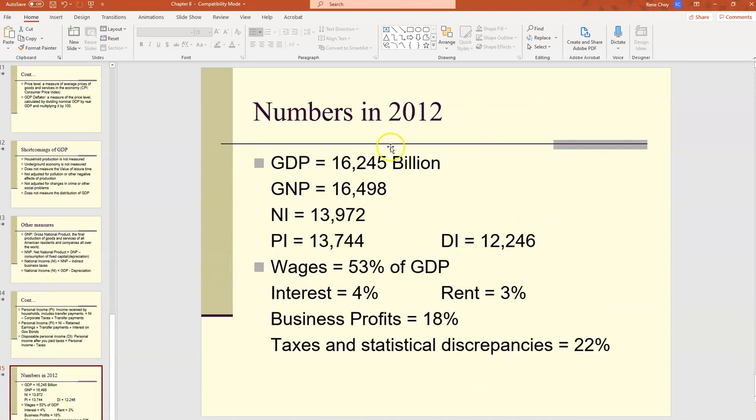These are the numbers for GDP, by the way, a bit of a breakdown for the year 2012. And it's just to give you an idea of all these different metrics like national income, personal income, disposable income, and the percentages of wages, interest rate, and business profits and taxes in the US in numbers.